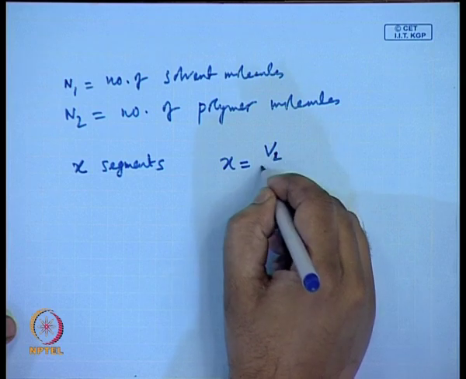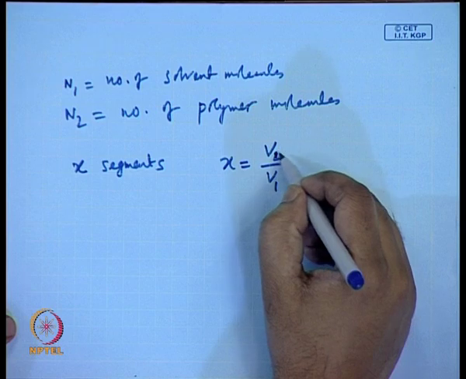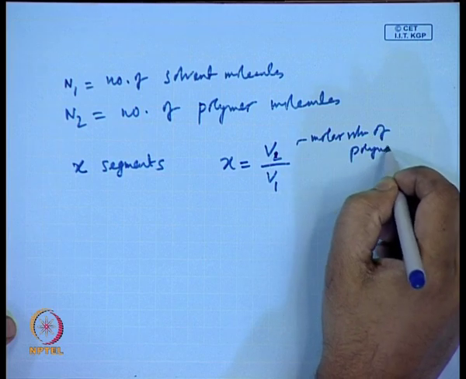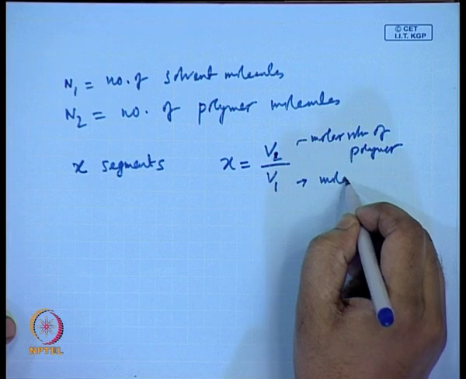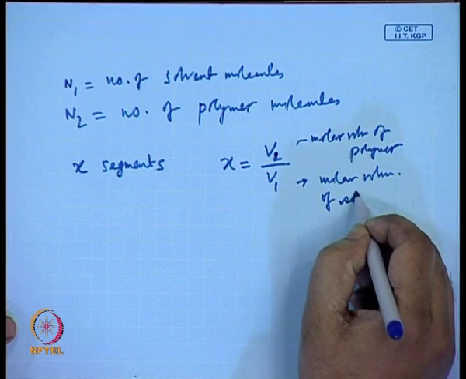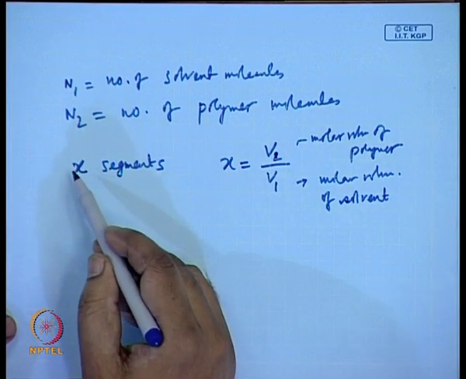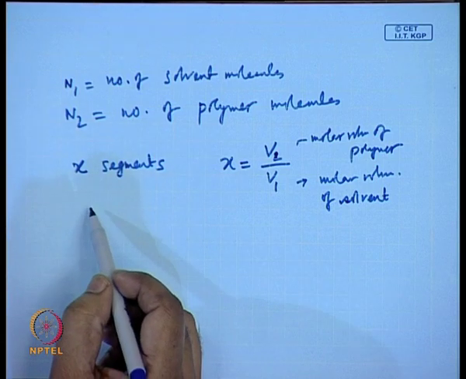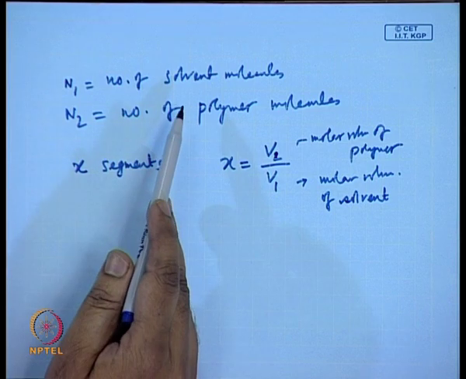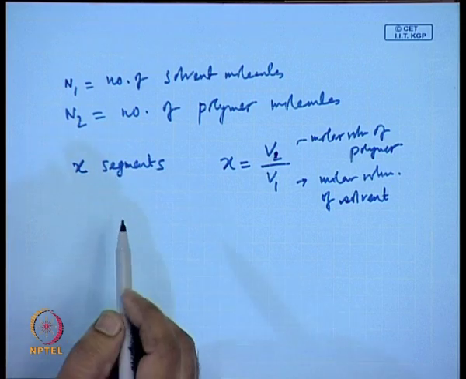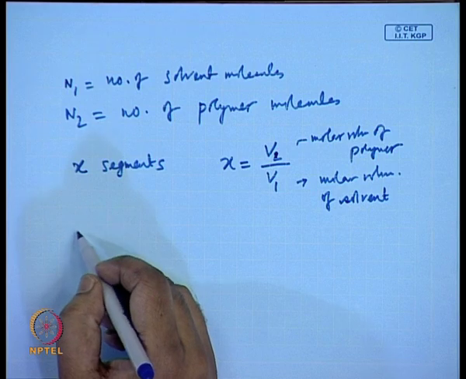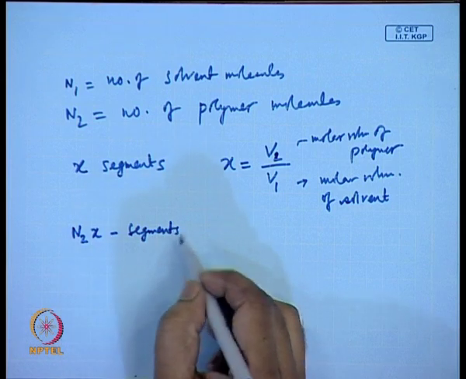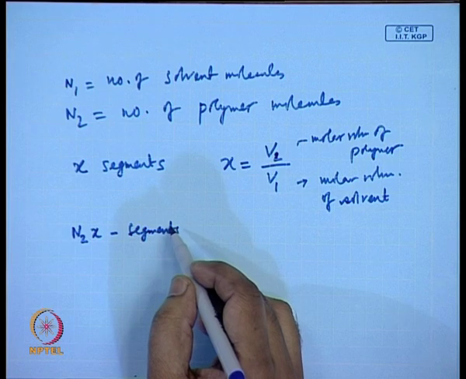So, X is V2 by V1, where V2 is the molar volume of polymer and V1 is the molar volume of solvent. So, we are dividing a single polymer chain into X segments, where the size of each segment is the same as the solvent molecule. Each polymer molecule has X segments. So, N2 polymer molecules have N2 times X segments. These are the total number of polymer segments in the mixture.